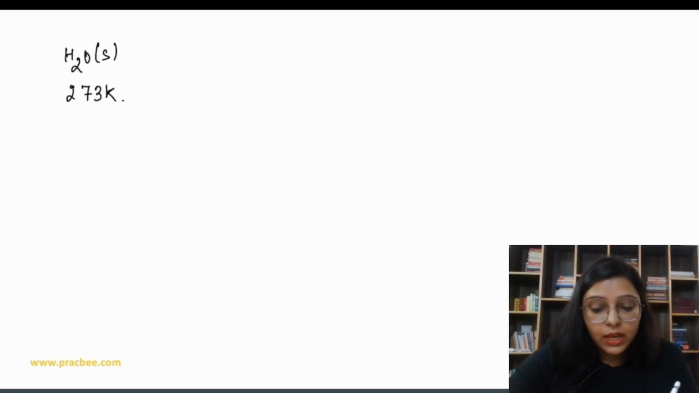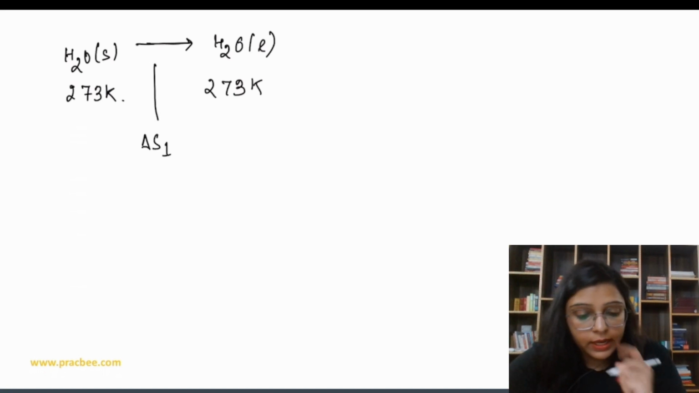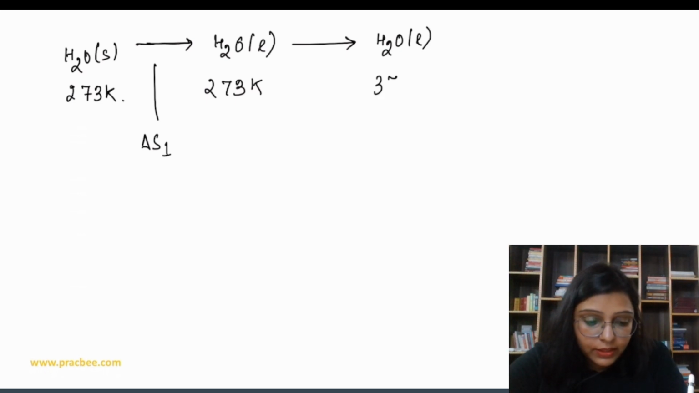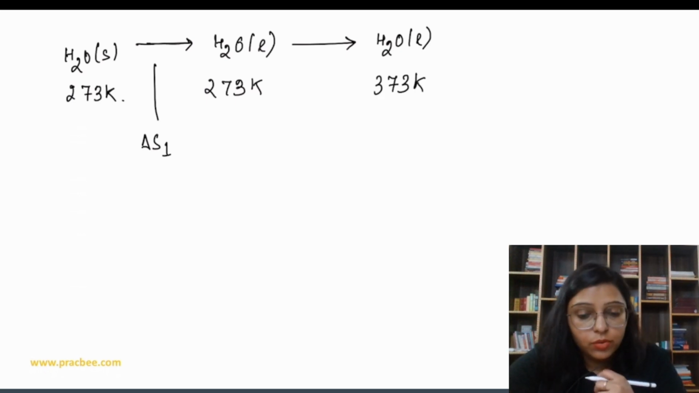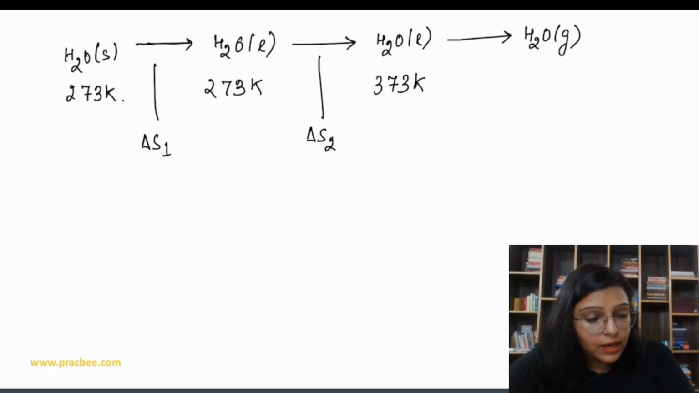So first, what happens? H2O solid is converted to H2O liquid, which is at 273 Kelvin only. And the entropy change for this process I am writing as delta S1. Now then what happens? H2O liquid at 273 Kelvin is converted to H2O liquid at 373 Kelvin. It means we just need to raise the temperature. So entropy change for this is going to be delta S2. Then H2O liquid is converted to water vapors at 373 Kelvin. And entropy change for this is going to be delta S3.